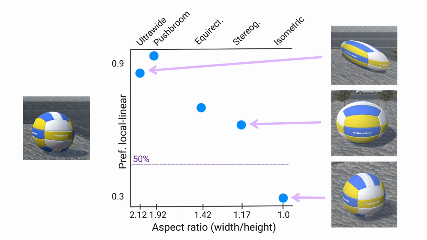And so the really stretched out ones, people really don't look like volleyballs as compared to the perspective on the right, whereas the parallel one, people are actually a little bit below 50-50.